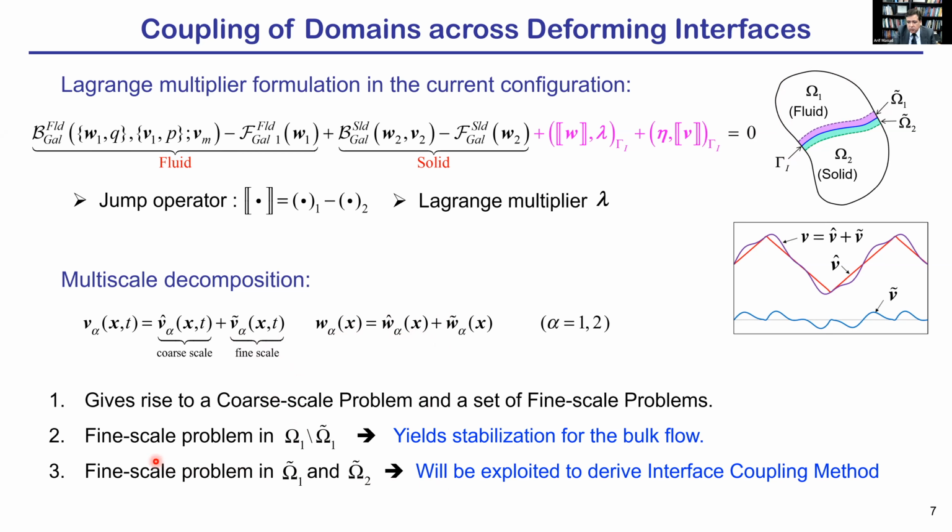So fine scale gives rise to two problems: a fine scale problem in the domain interior, omega minus, this band over here, which is right next to the interface, and a fine scale problem that is defined at that interface. We will exploit this structure in my talk today to derive an interface coupling method. So we'll focus on this particular point, and VMS-based stabilized methods can then be injected in the final stabilized form.